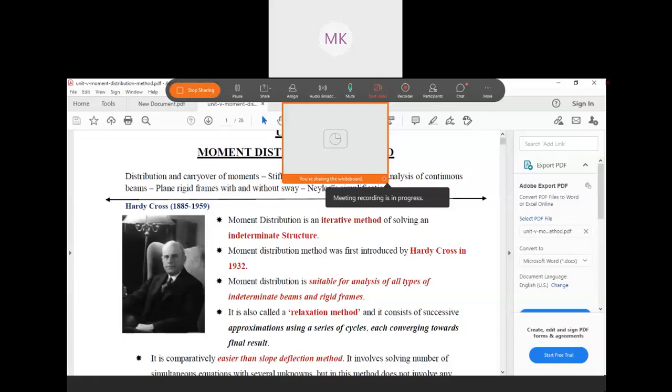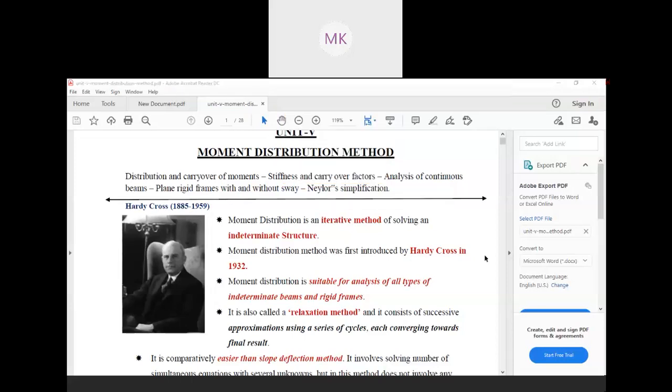Okay, so we'll start moment distribution. As you have already covered this in your previous semester, you have an idea about what the moment distribution method is. Still, we will go through it once. As you can see here, this is the introduction part of the moment distribution method. We will discuss it a little bit, and then after the introduction, we are going to solve some numericals. So all of you please go through this PDF. Some definitions and an introduction are given in it.